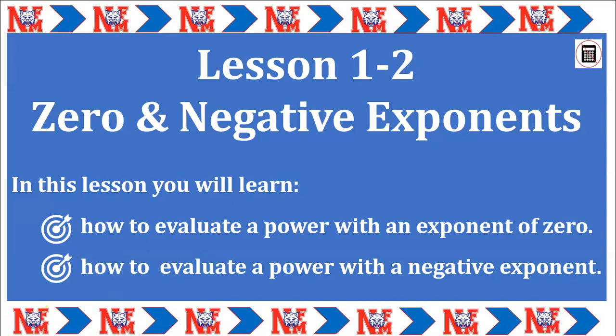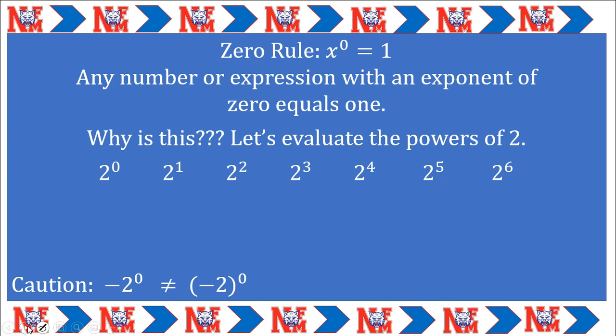Okay, in this lesson, we're going to learn about zero and negative exponents and how to simplify these. So first of all, in your notes, you need to write the zero rule, which algebraically is x to the 0 power equals 1. So this is the first rule. We're going to have several rules in the next several lessons. So it basically says that any number or expression with an exponent of 0 equals 1. But let's talk about why this is.